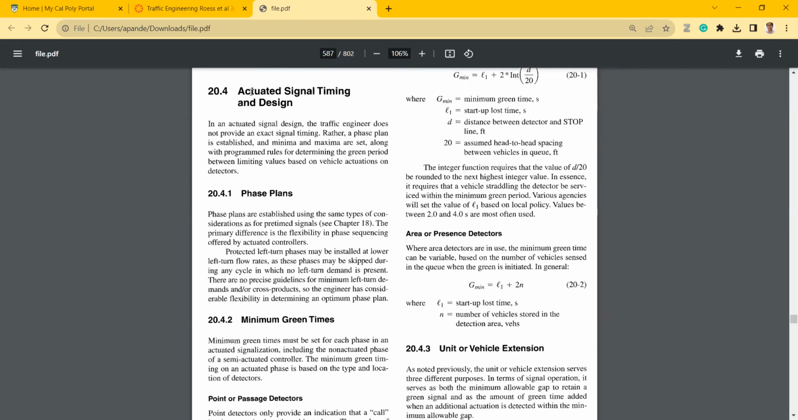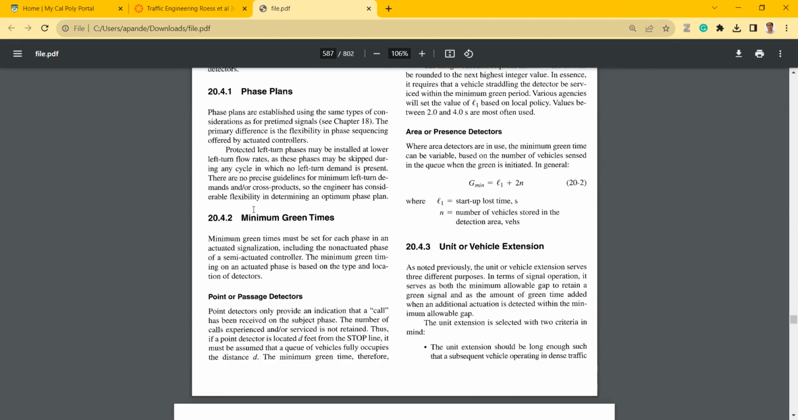In an actuated signal design, the traffic engineer does not provide an exact signal timing. A phase plan is established. So what you're establishing is a phase plan, okay? And minima or maxima are set along with program rules to determine the green period between limiting values. So the first thing that you determine is what we call the minimum green time.